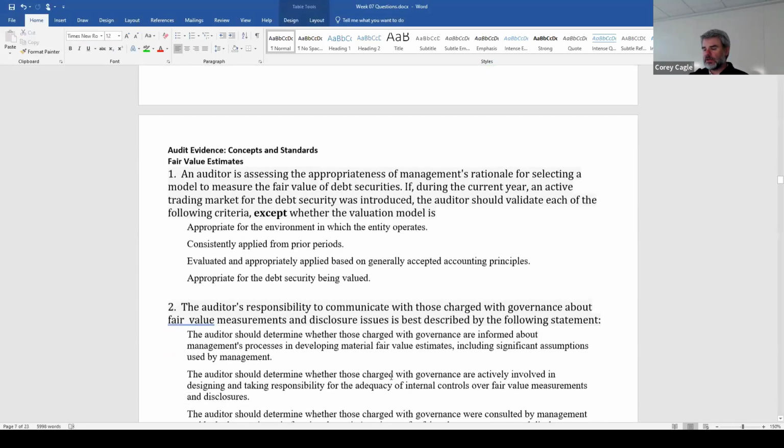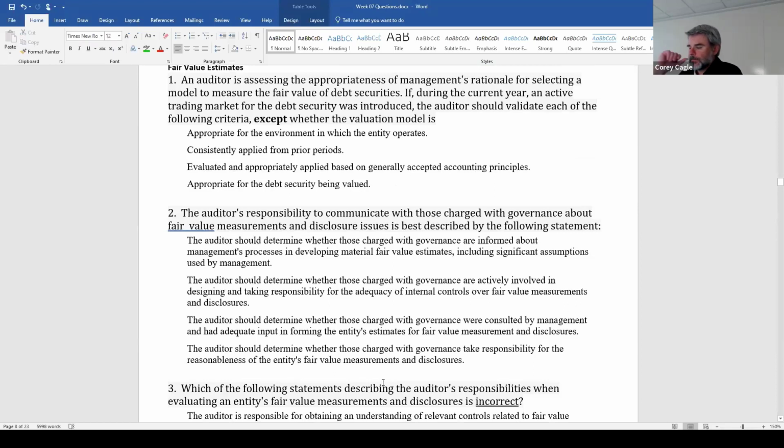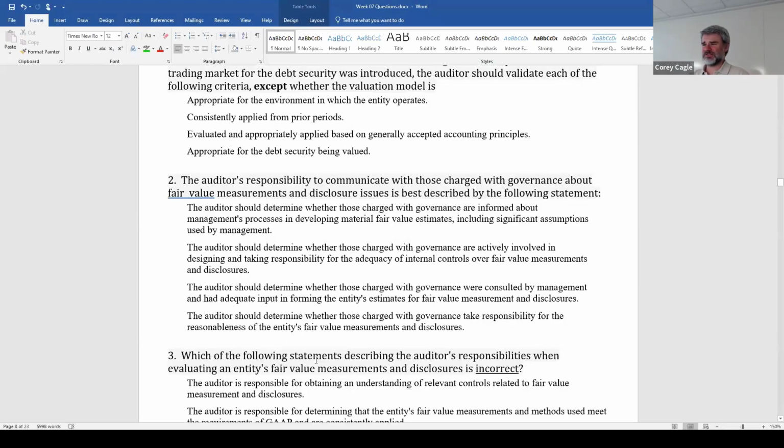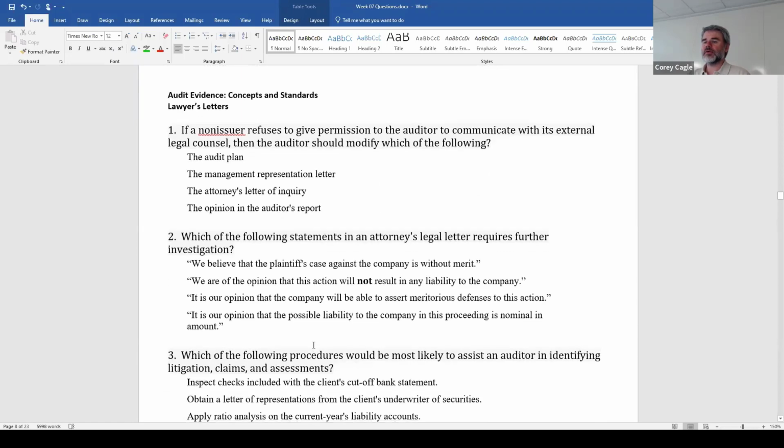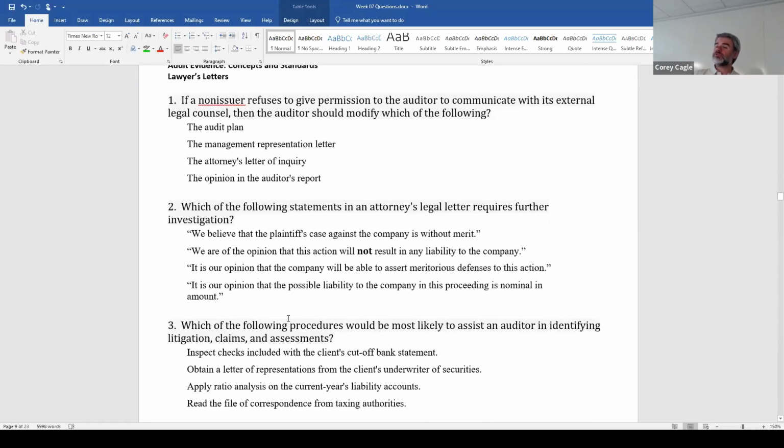Let's see, okay, these questions are kind of good because they're different, and it's good to get an idea of what to look out for on them. Number two says the auditor's responsibility to communicate with those. It's like, this is not the question. Okay, I'm on the wrong one. There we go. Sorry about that. Number two, which of the following statements in an attorney's legal letter requires further investigation?